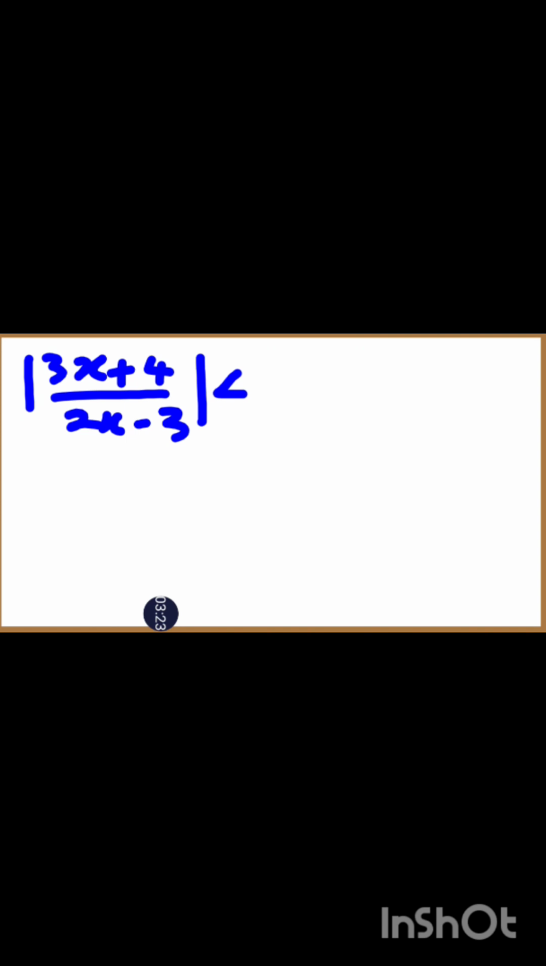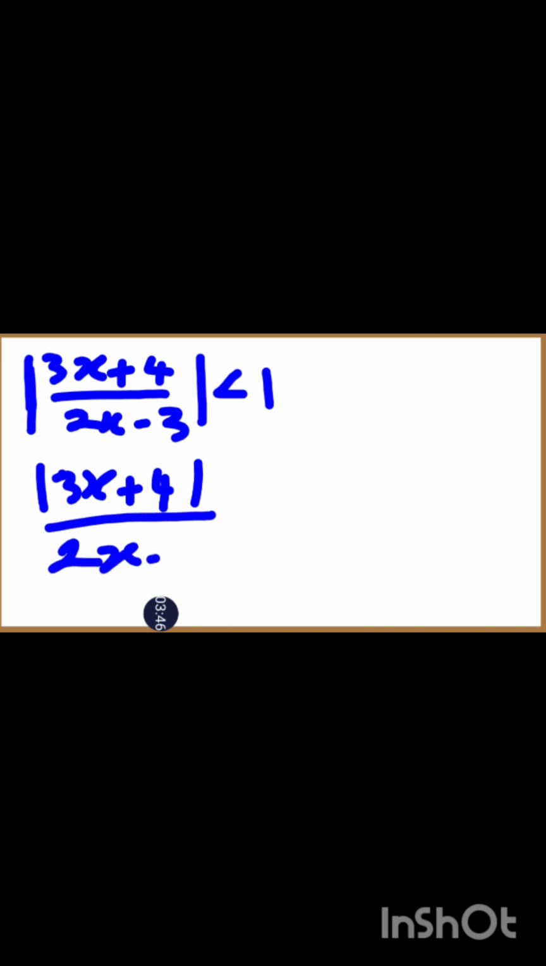Now, if you have a rational inequality of this form, less than 1, for you to remove the absolute value, you square both sides. But here, the best way to approach it is by making use of the property of division. That is, it will be the absolute value of 3x plus 4 all over the absolute value of 2x minus 3 less than 1. The absolute value of a fraction is the absolute value of the numerator over that of the denominator.